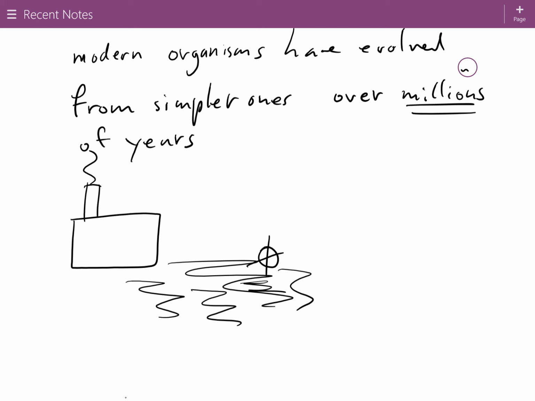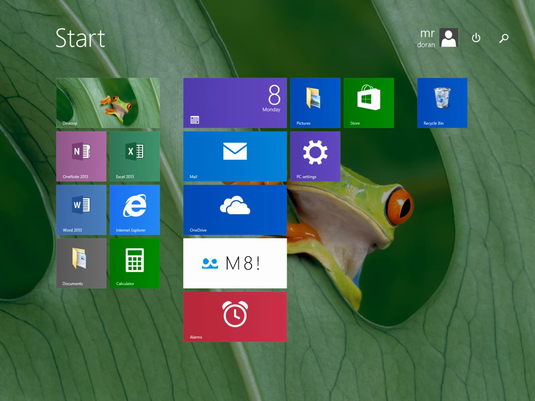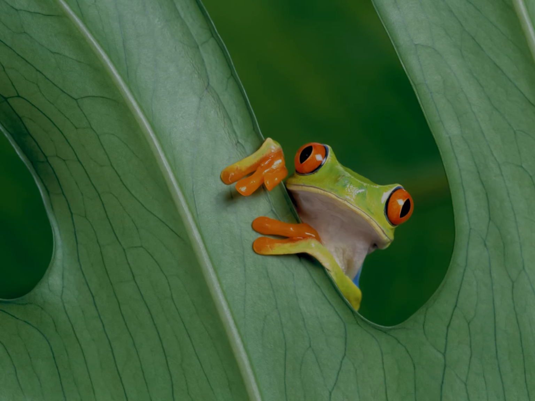Okay, so that's evolution. Let's look at what else there was. Selective breeding. Okay, let's do this. In selective breeding, this is like an artificial form of natural selection.